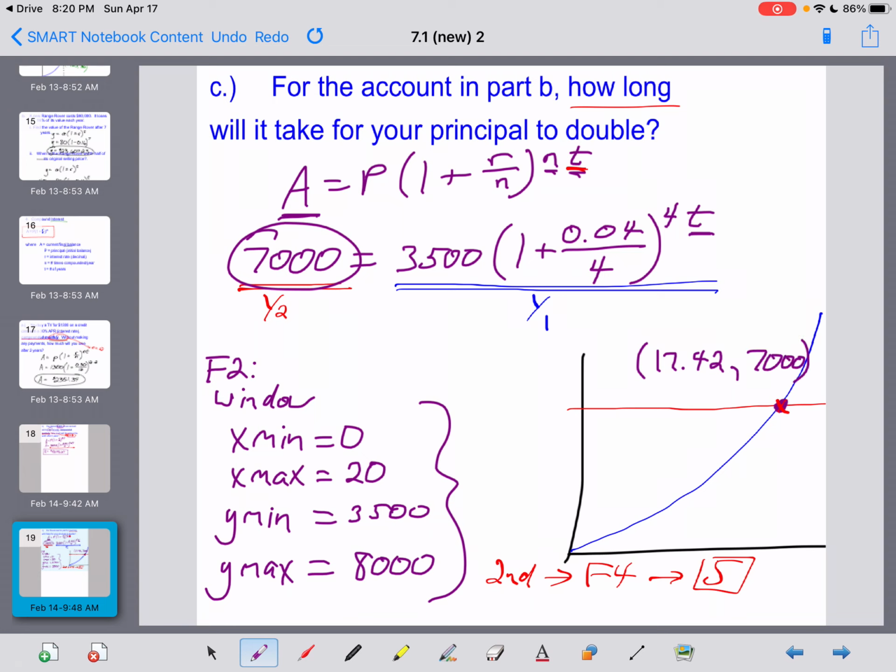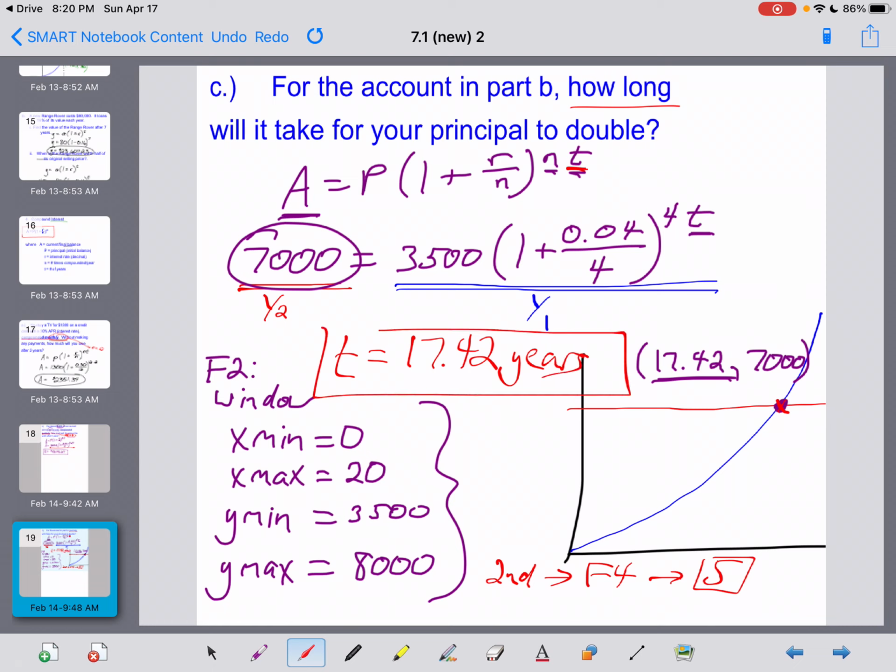So, to answer the question, how long will it take for your principal to double? That X value there is how much time it would take. I'm going to write my answer right here nice and big, and I'll box it up. T is equal to 17.42 years. So with all those conditions and parameters that they talked about, that's how long it would take that thing to double, to get up to 7,000.